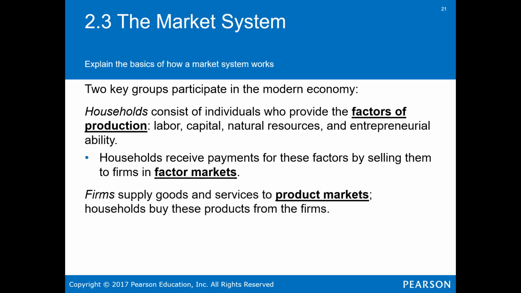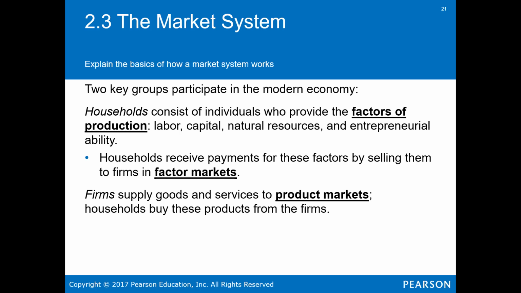Now let's move on to the market system. There are two key groups that participate in the modern economy. Households consist of individuals who provide the factors of production. They provide labor, capital, natural resources, and entrepreneurial ability. Households receive payments for these factors. So they either start a business, provide labor, provide resources, capital, or have access to natural resources, by selling these to the firms in the factor market.